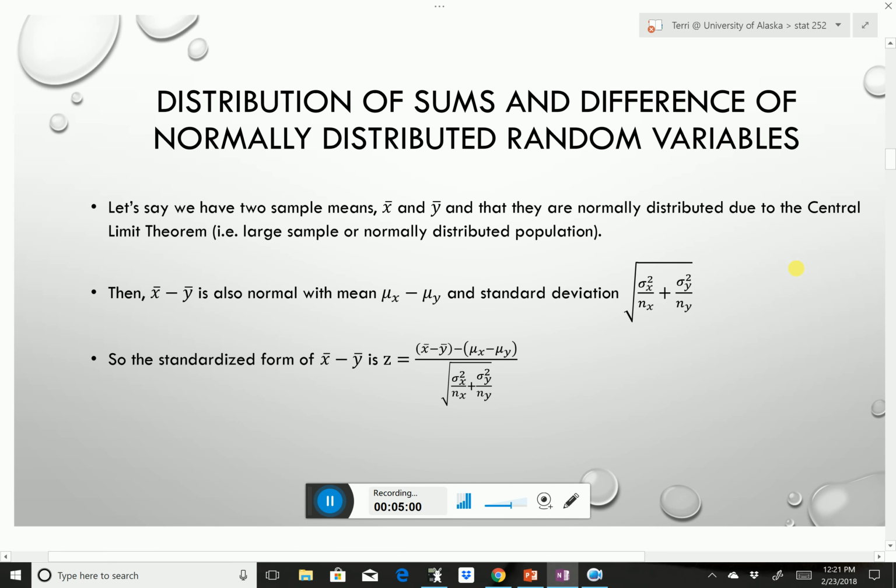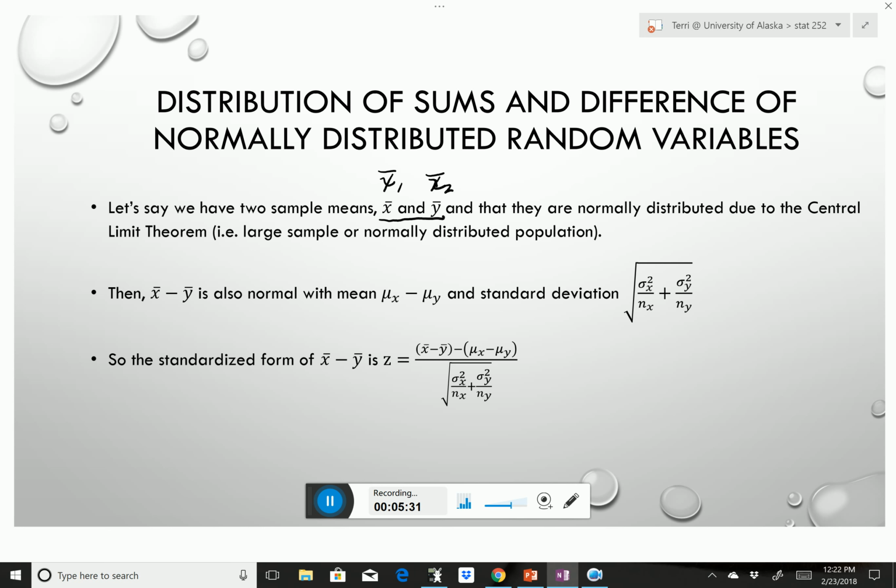Okay, moving on. Now let's talk about how these things are distributed and how we can create a test for this. Let's say we have two sample means. Right now I'm just going to call them X and Y, because they can just as easily be X1 and X2. It's easier to differentiate between them if we call them something different. They are normally distributed due to the central limit theorem, i.e. they're a large sample or they come from a normally distributed population.